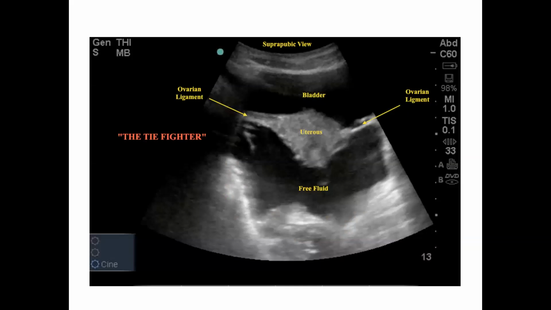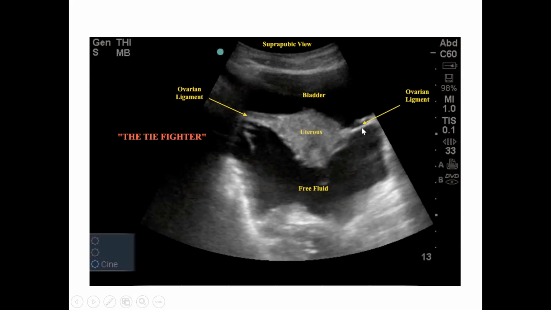Okay, so here we are. We have a significant amount of free fluid, and this is called the TIE fighter sign. Basically, the only thing that's holding this uterus up is the ovarian ligaments, and there's a urinary bladder up here, and then the posterior is free fluid, but it's called the TIE fighter sign.